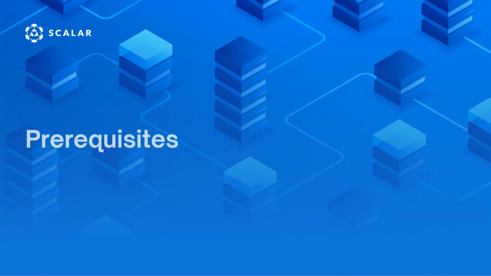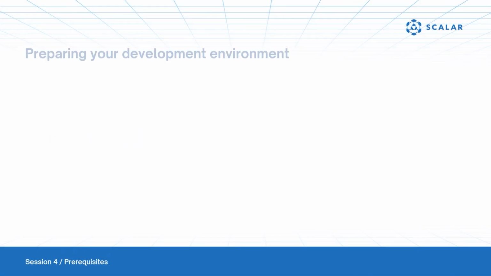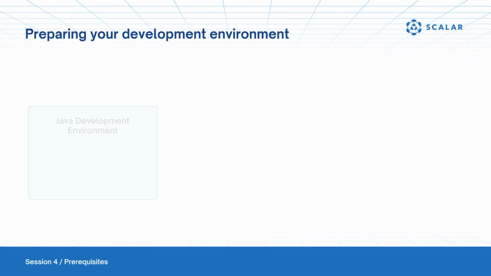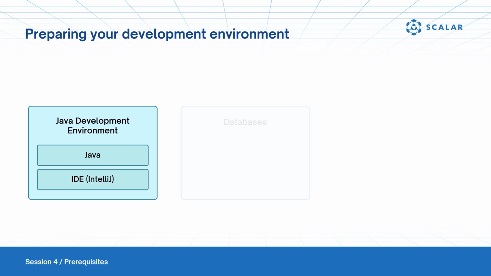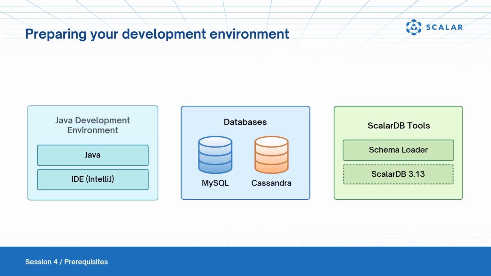In this session, we will discuss important requirements before starting development using ScalarDB. To develop using ScalarDB, you need to prepare a Java development environment, databases, and ScalarDB tools. For preparing the Java development environment, we will install the Java Development Kit, that is JDK, and also install IntelliJ as the integrated development environment.